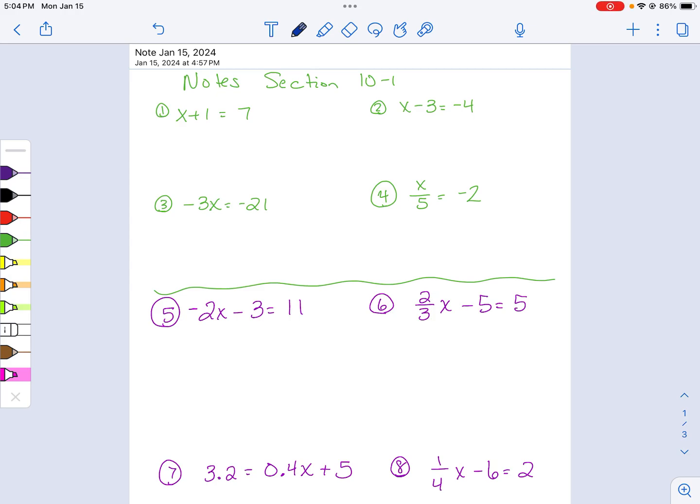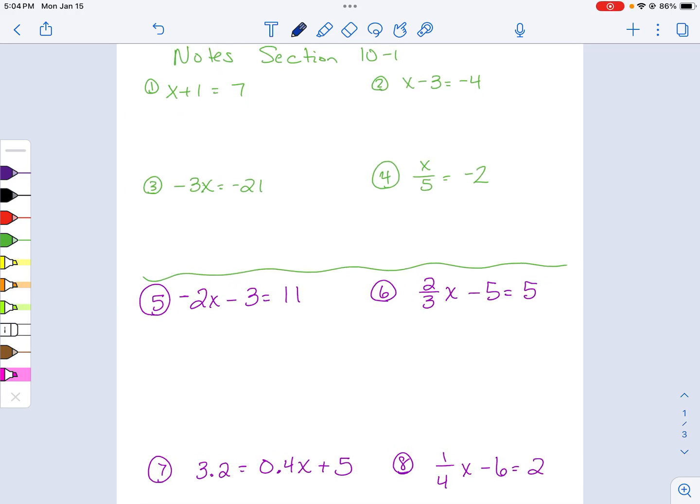All right, today we are going to move on and take a look at the notes for section 10-1. I'm not going to do the notes that are in your packet, so you're just going to need a blank Notability or a sheet of paper to copy down these examples. All right, so we're going to start with some examples from the videos that you were supposed to watch on Friday.